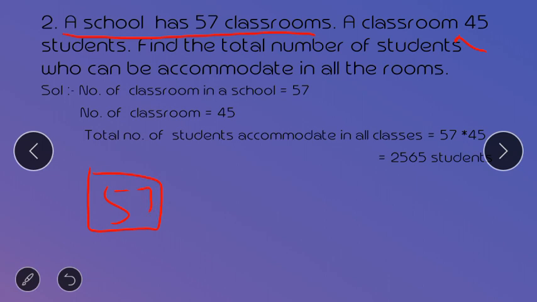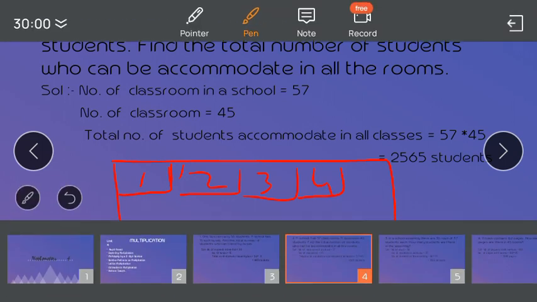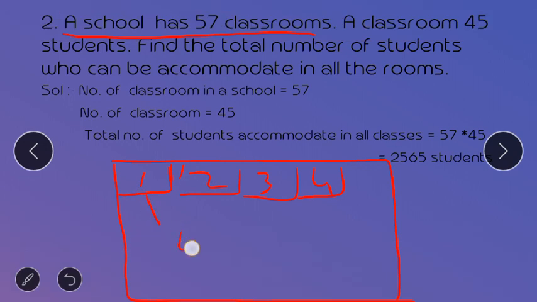This is the big school. In that big school 57 classrooms are there. This is the one classroom, then 2 classrooms, 3 classrooms, 4 classrooms, and so on, 57 classrooms are there. In one classroom, 45 students can sit. In the 2nd classroom also 45 will sit. In the third also 45 will sit. So this way, how many classrooms are there, children?